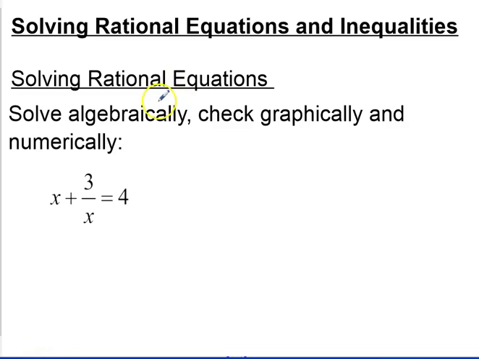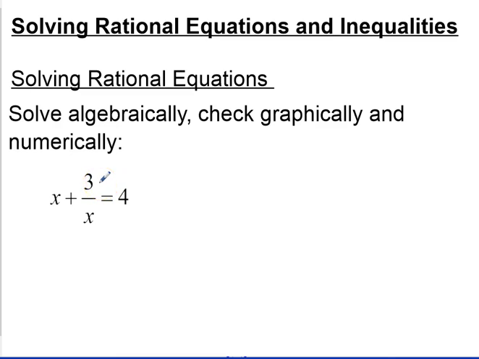In this recording, we're going to learn how to solve rational equations and rational inequalities. And we're going to solve them algebraically if possible, and then check graphically and also check numerically on our table to make sure our solutions make sense. So I'll give you a chance to write this one down. When you're ready, play the recording.